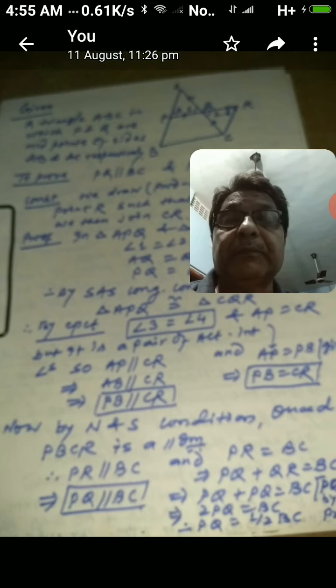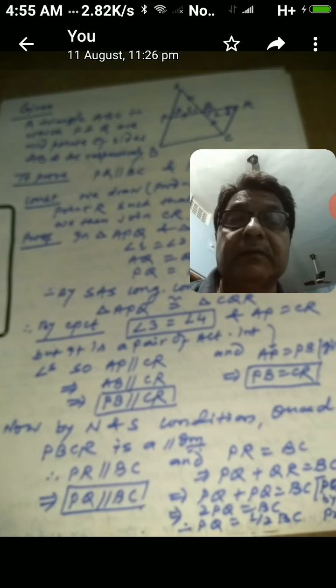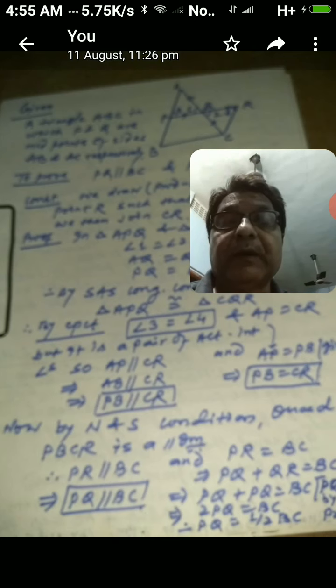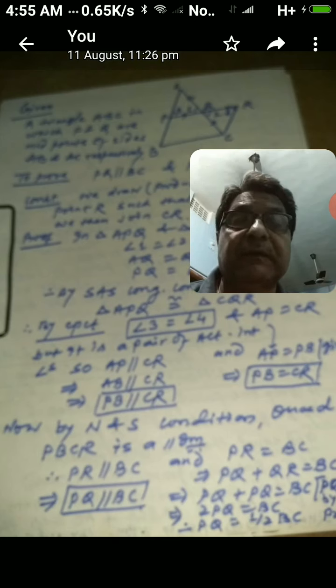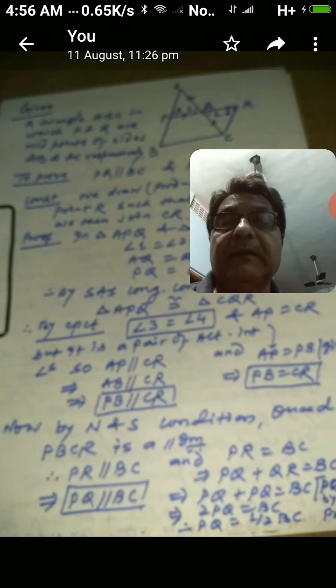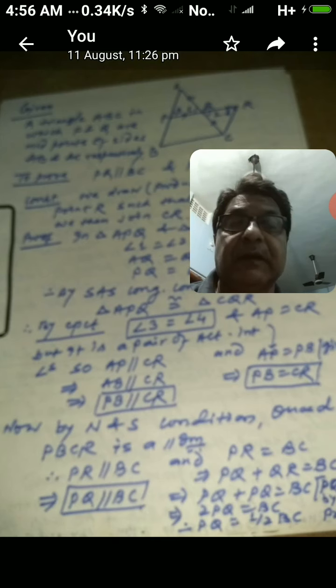Since AP is previously equal to PB, as it is given that P is the midpoint of AB, in lieu of AP we can write PB. Then the result comes PB equal to CR. Now we compare these two results. Which two results? One is that we have proved PB parallel to CR, and another is PB equal to CR.